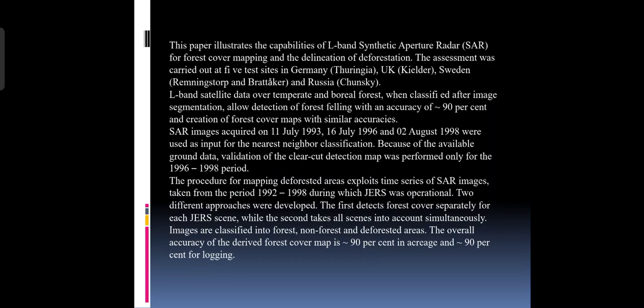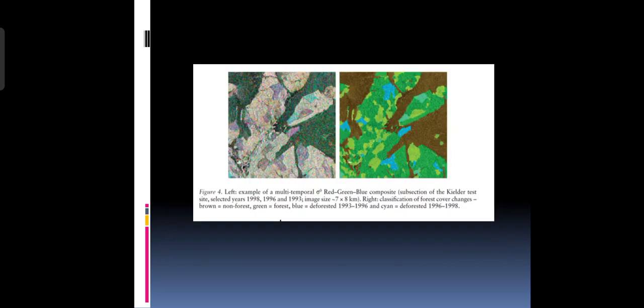The procedure for mapping reforestation areas exploits the time series of SAR images taken from the period of 1990 to 1998, during the years in which JERS was operational. Two different approaches were developed. The first detects the forest cover separately for each JERS scene, while the second takes all scenes into account simultaneously. The images are classified into forest, non-forest, and deforested areas. The overall accuracy of the derived forest cover map is about 90%. Now this is the classified image. The right side shows the classified image and the left side shows the radar image.